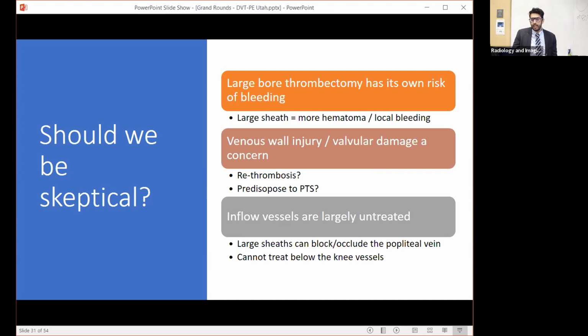The other thing is, one of the advantages of dripping TPA is you get all the vessels, right? You can start as low in the leg as you want and really clear all the clot. We call that the inflow, the veins below the iliac veins or below the femorals. With these large bore devices, you really are not addressing that at all. You usually have to go through a popliteal vein at the lowest, and you can't really treat the below-the-knee vessels. So there's some concern that you're not getting good clearance, and that may affect patency as well.